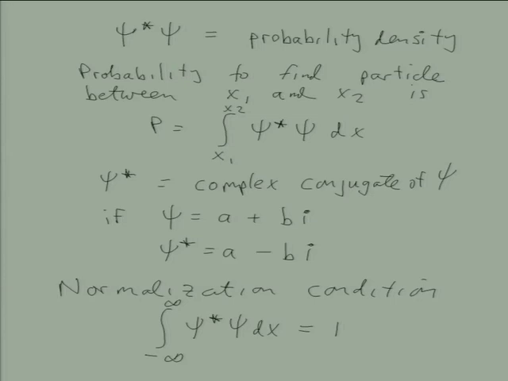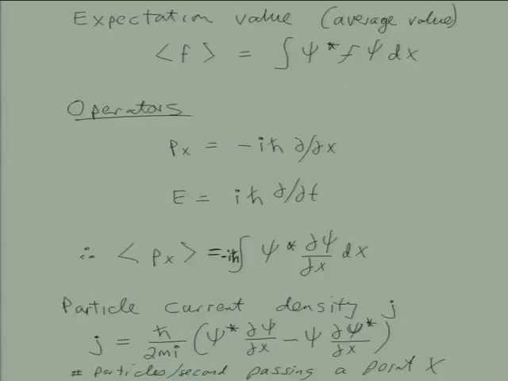Okay? If I integrate from minus infinity to infinity, that quantity better be 1 because the particle is somewhere, although I may not know exactly where. And that's what's known as the normalization condition. And that will be useful later on to determine the wave function, the total probability of 1.